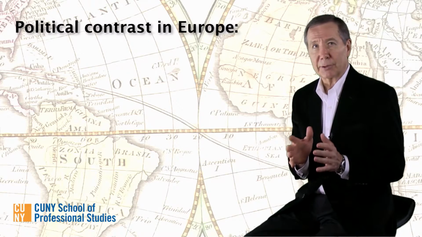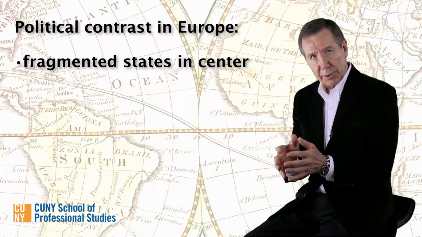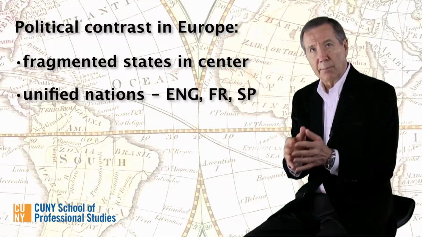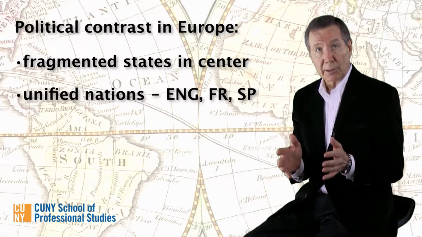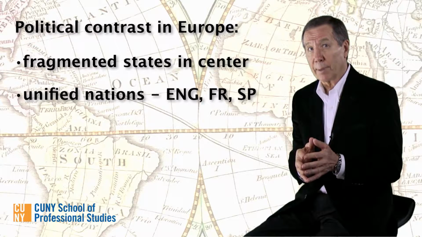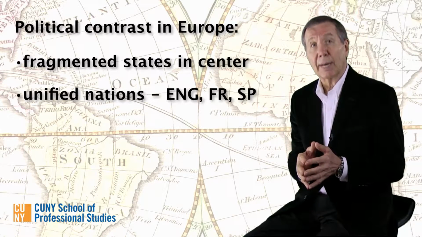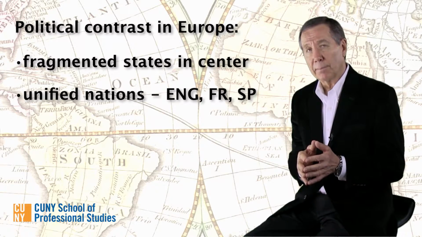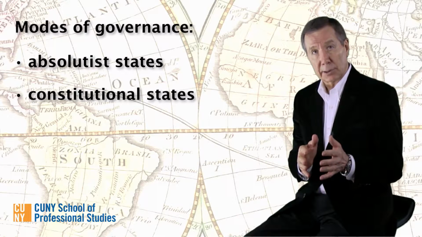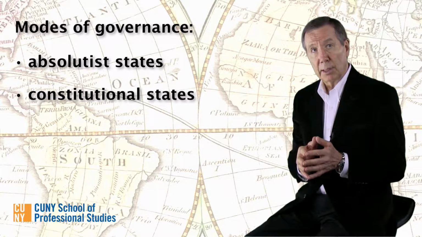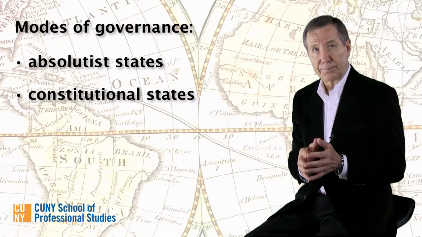So you see the contrast here. Fragmentation in Central and Eastern Europe, and more unified polities in the states of Western Europe, where much of the new political and military power is becoming concentrated at the dawn of the 16th century. The European states can be further distinguished by their modes of governance, those that are ruled absolutely and those that are ruled constitutionally. Let's examine the first, the absolutist, through the example of France.